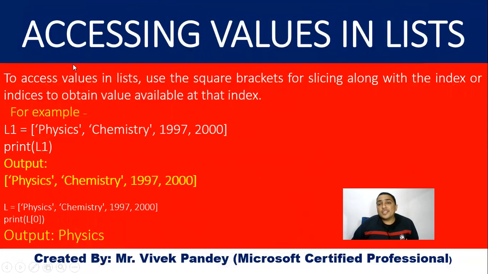Now, how to access values in a list? So dear student, to access values in a list, use the square brackets for slicing along with the index or indices to obtain the value available at that index. So dear student, we can access the values of a list by using their index.